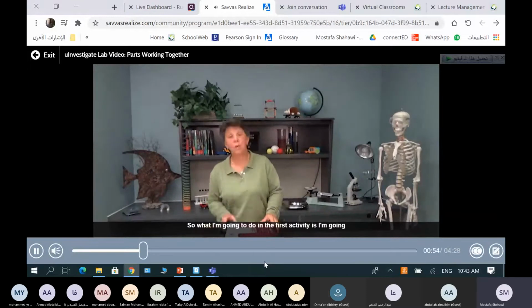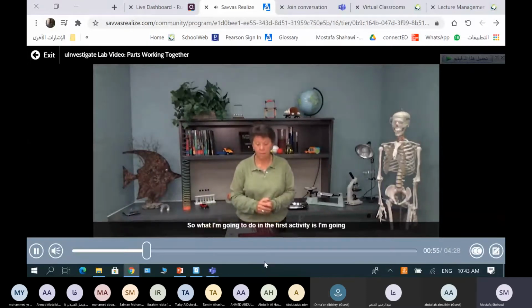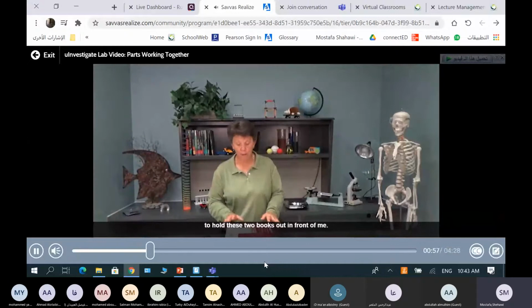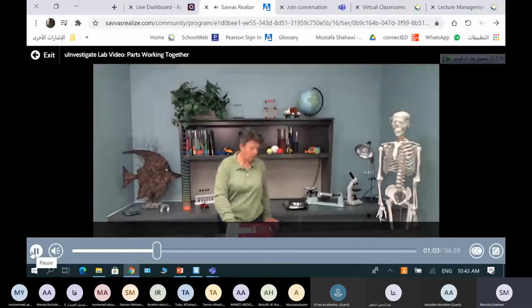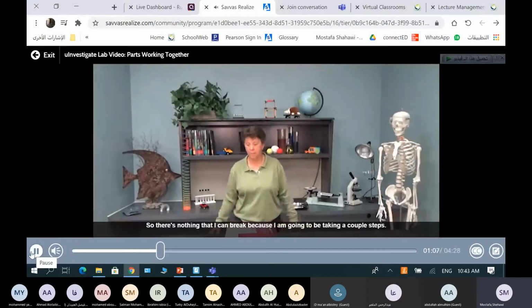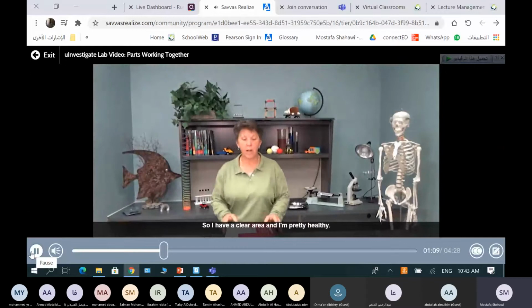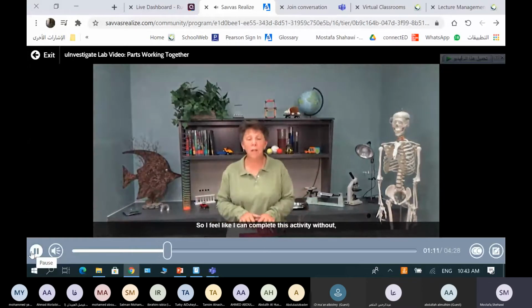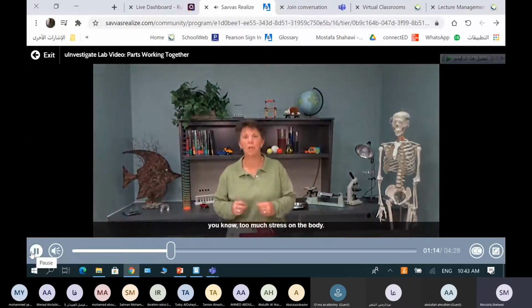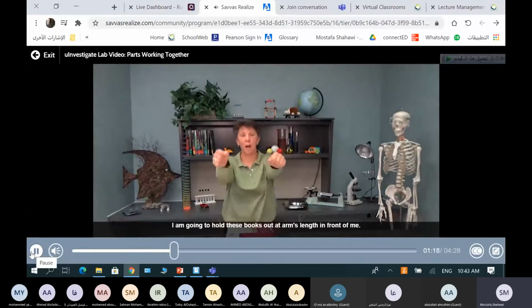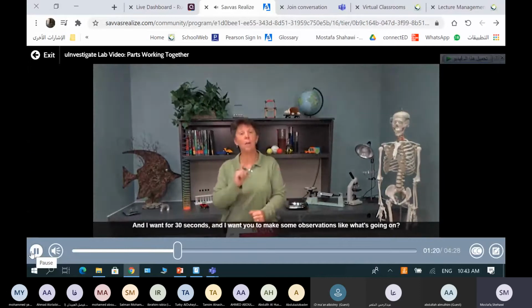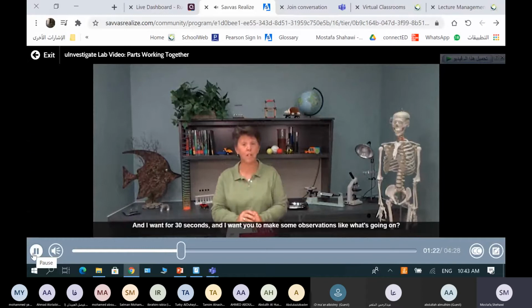So what I'm going to do in the first activity is hold these 2 books out in front of me, but before I do that, I'm going to keep my safety in mind. I've cleared out the area, so there's nothing that I can break because I am going to be taking a couple of steps. So I have a clear area and I'm pretty healthy, so I feel like I can complete this activity without too much stress on the body. So let's get to it. I am going to hold these books out at arm's length in front of me for 30 seconds and I want you to make some observations.